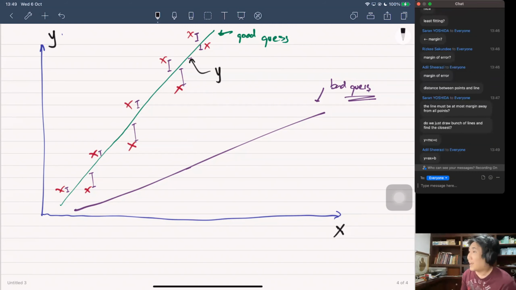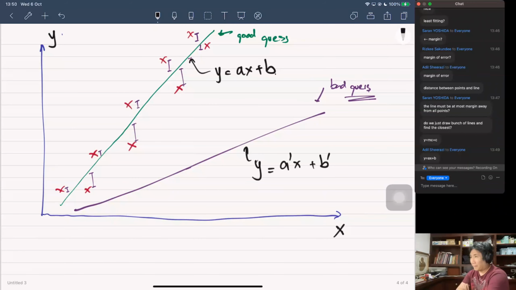Y. Let me call them A and B, not M and C. Y is A X plus B. So far so good? If you have another line, the difference here is that this line is going to have a different A and B. Different line, different A and different B.